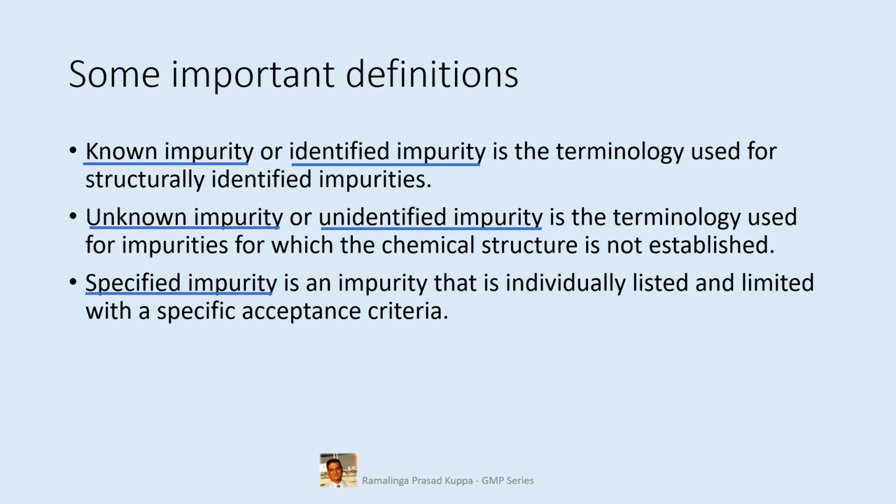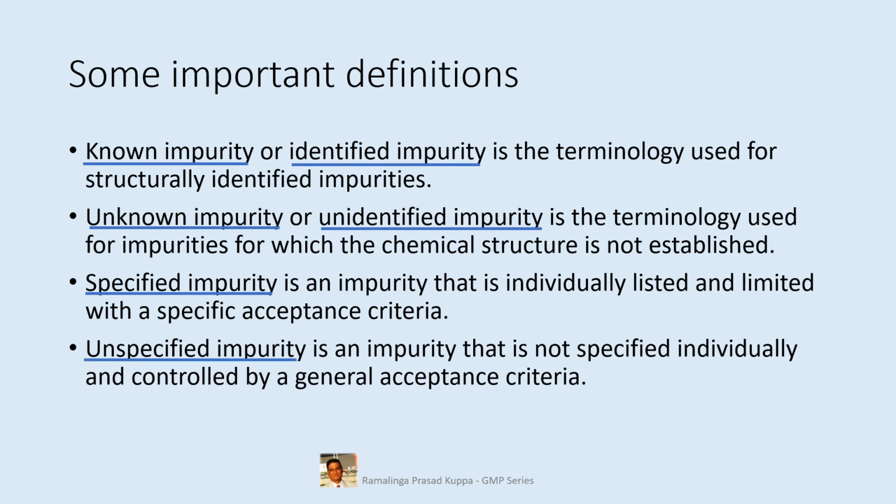Specified impurity is an impurity that is individually listed and limited with a specific acceptance criterion. A specified impurity is the one which is listed in the impurity profile with a specific acceptance criterion or limit. Specified impurity category should always meet the criteria. Unspecified impurity is an impurity that is not specified individually and is controlled by a general acceptance criterion. Unspecified impurities are controlled by a generic limit. You may go through section 5.10 or chapter 2034 in the European Pharmacopoeia.